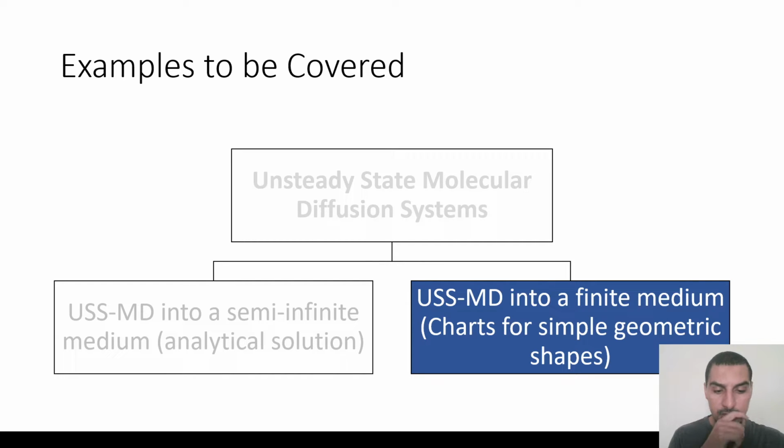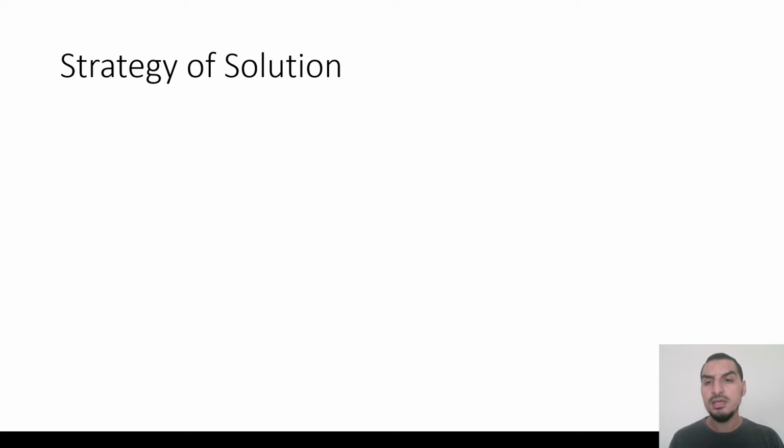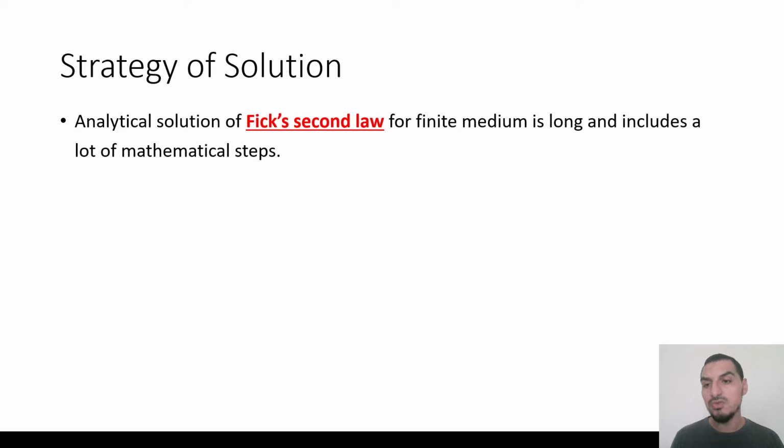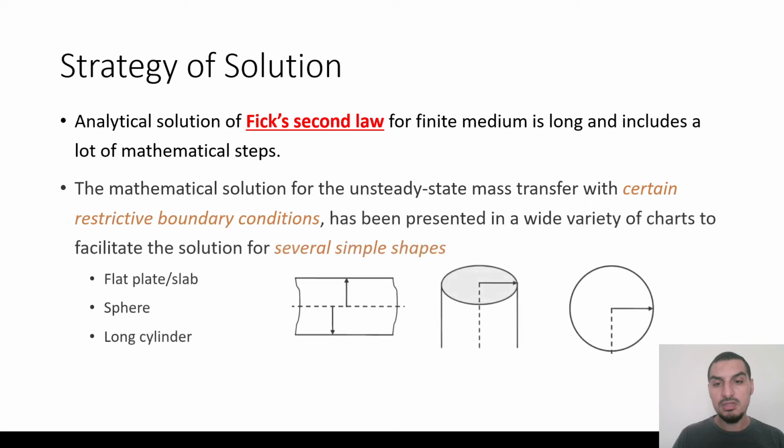What we're gonna do is first talk about the cases that can be solved using these charts, and explore what inputs we need to give to the charts and what outputs we expect from them. So let's first talk about the equation. The system has to be described by Fick's second law for the finite medium, because of the simplicity of this case. More complex cases will not be possible to solve using the charts.